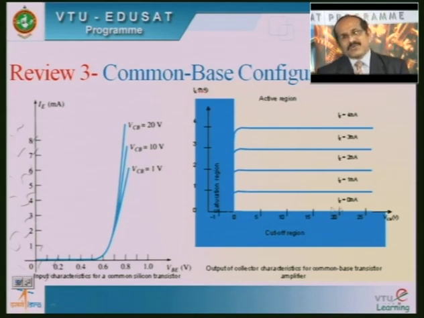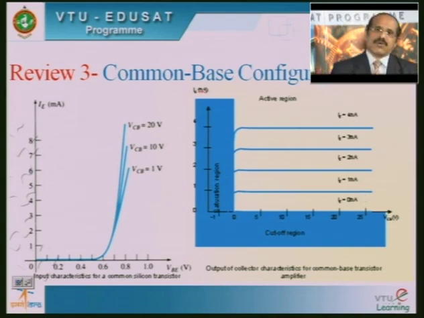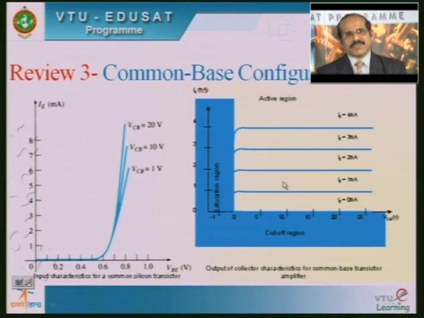Another point to note: once VCB increases beyond 25 volts, there will be a breakdown that results in a large increase in the collector current. It is because the depletion region across the collector base junction almost reaches the depletion region along the input junction, that is, the emitter base junction.